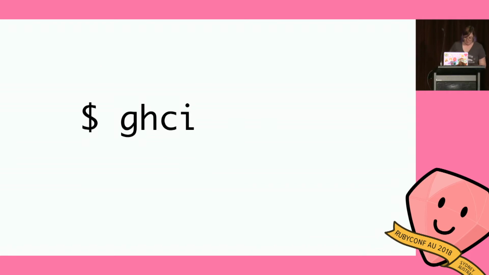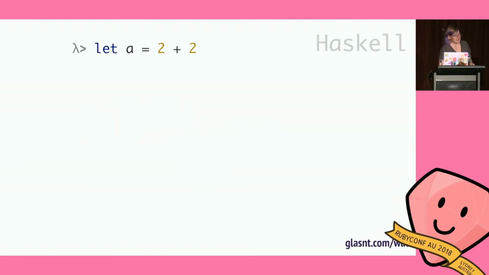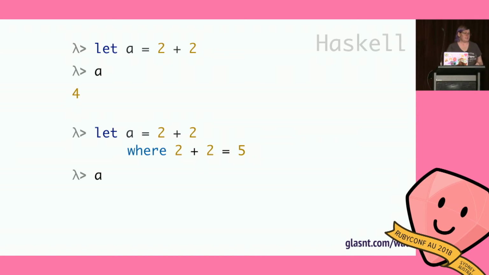Let's talk about Haskell. In Haskell, if I declare a variable a as 2 plus 2, what is a? 4. There are no trick questions here. Every example that I'm giving has a purpose, and there's a reason behind the madness. In Haskell, if I have a variable a as 2 plus 2, where 2 plus 2 equals 5, what is a? 5. This is completely valid Haskell.